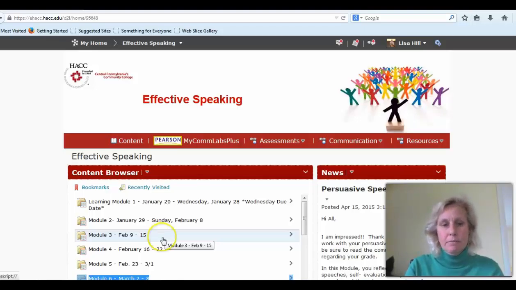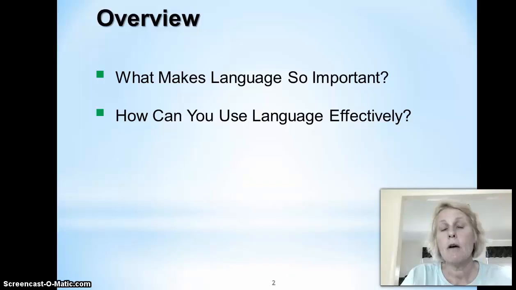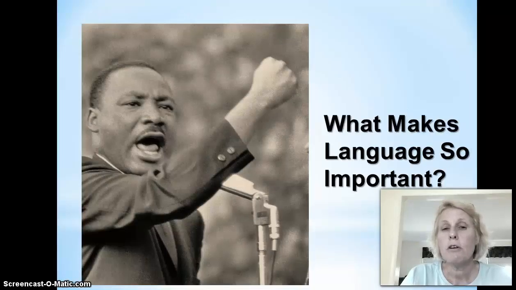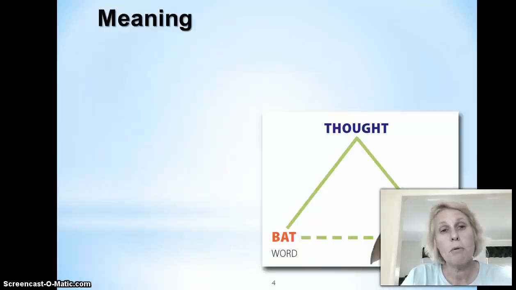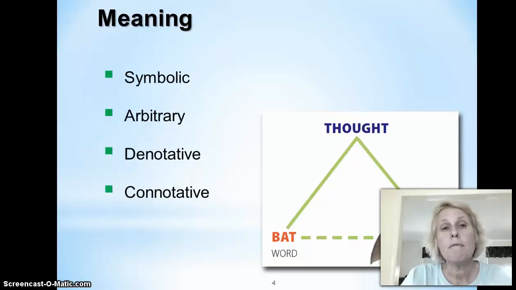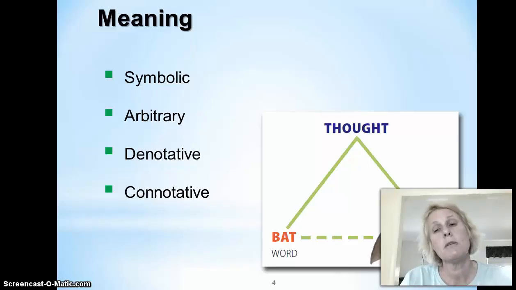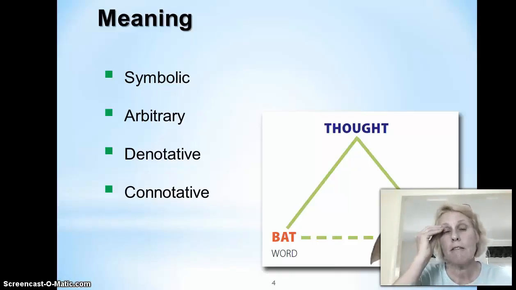Let's look at the overview. We're looking at what makes language so important and how you can use language effectively. So let's just quickly look at what makes language so important. The importance of meaning. Words produce a meaning in a person's mind. There are 4 areas or ways that words can produce a meaning in your mind. Like for instance, when I say dog, why do you immediately think of a 4-legged animal?